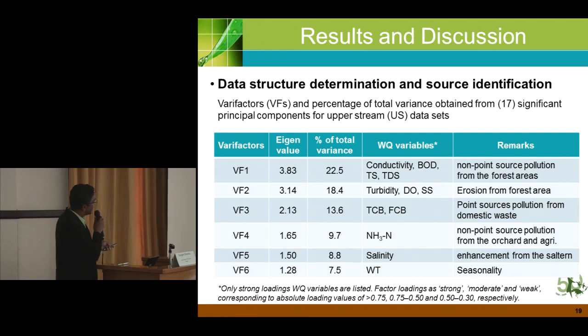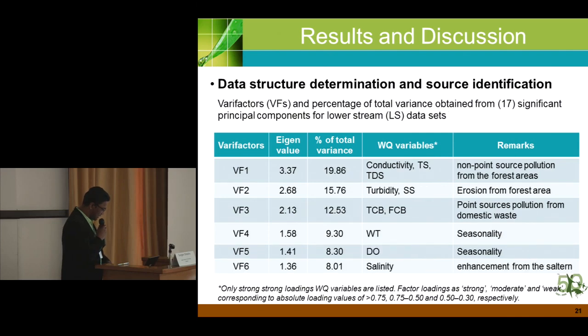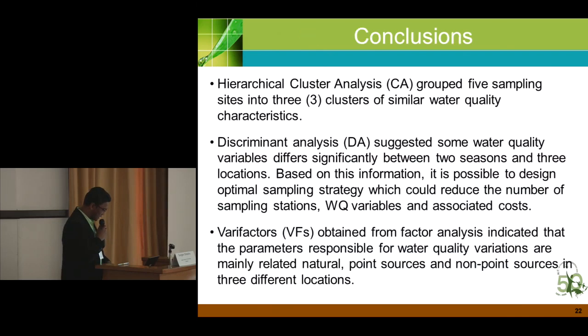For example, factor 1 has the highest variation of the total variation, and the corresponding water quality parameters are shown here. Similarly, there are other water quality variables that correspond to the respective varimax factors, which change significantly during the 15 years. This is similarly for the water quality variables in the middle stream region, and finally this is for the lower stream region.